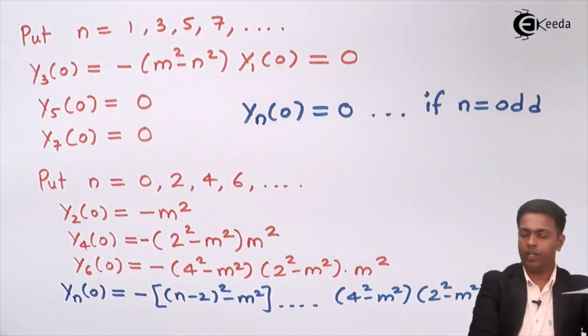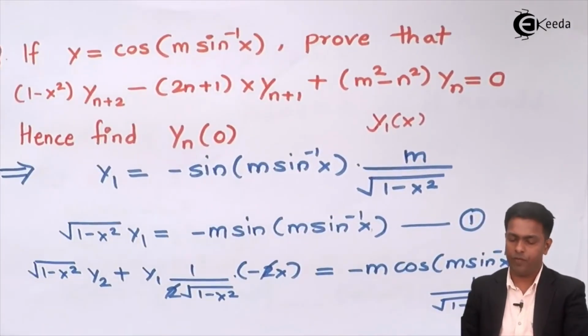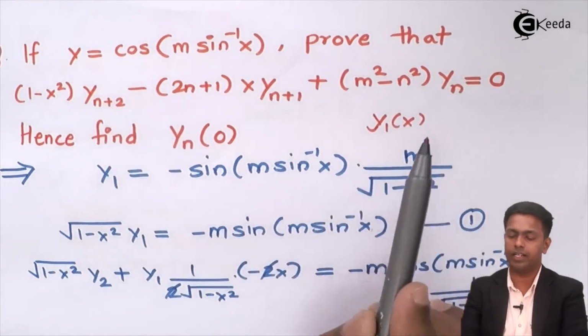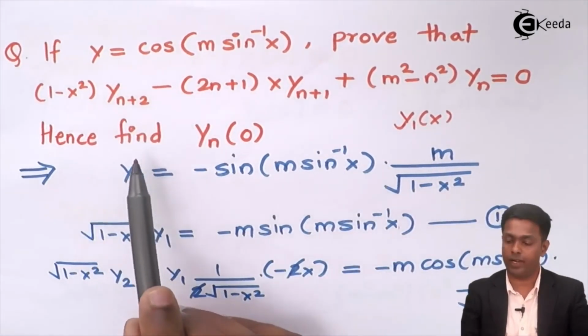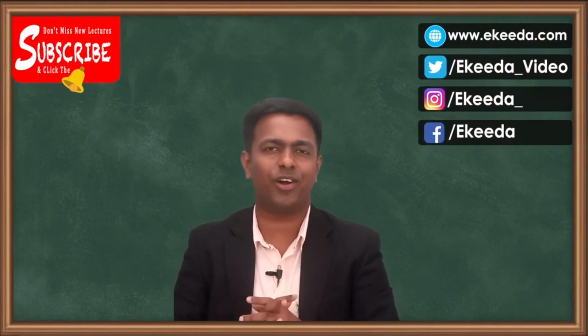So now if you observe the question, then we have proved this given result, and also we got the value of yn of 0. So guys, I'm sure you understood how I got the result and how I proved the value of yn of 0.